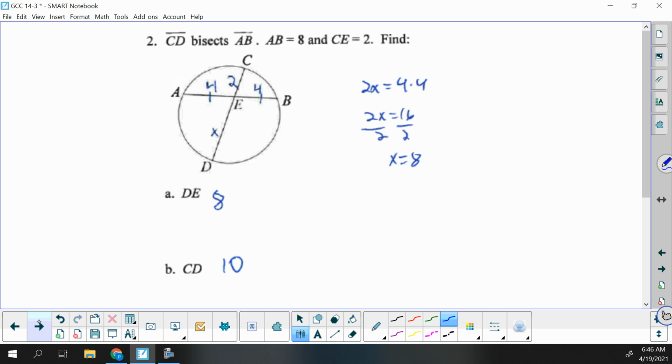In 2, they told us CD bisects AB. Well, a segment bisector implies a midpoint, which implies 2 congruent segments. Therefore, if AB is 8, AE and EB should both be 4. Label CE 2, and then we can call DE x, the other part we don't know. You'll have 2x equals 4 times 4, so x equals 8. That tells us what DE is. Then add the DE and the EC to give us CD is 10.